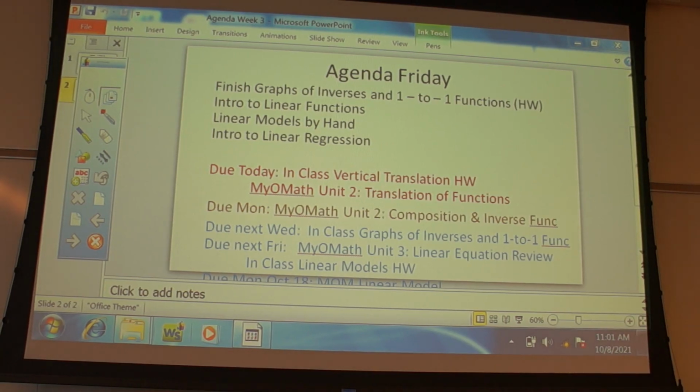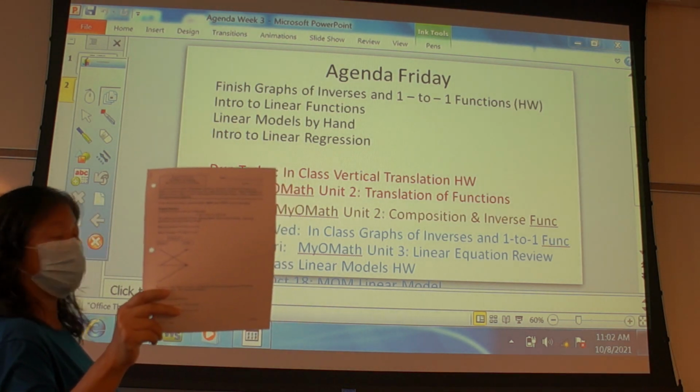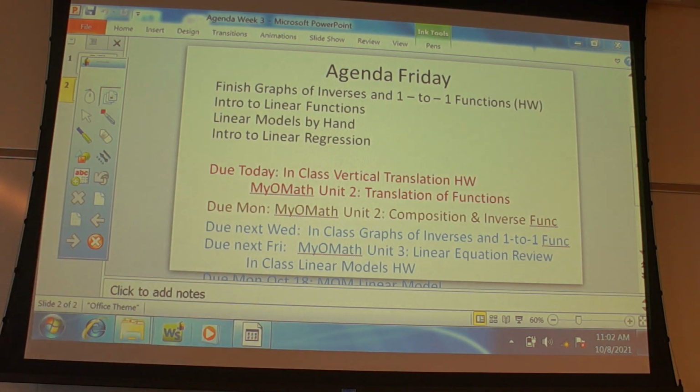Okay, so today we're going to finish up the graphs of the one-to-one functions, which is the homework. You guys have graphs of inverses and one-to-one functions. Looks like this, right? And then we're going to start in on linear functions. So we're going to enter linear functions today. We will also tackle linear models by hand. I don't know that we're going to get into linear regression, but we might.